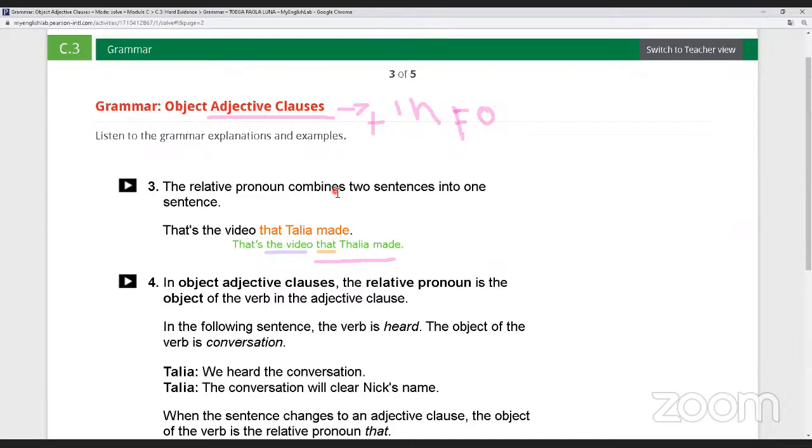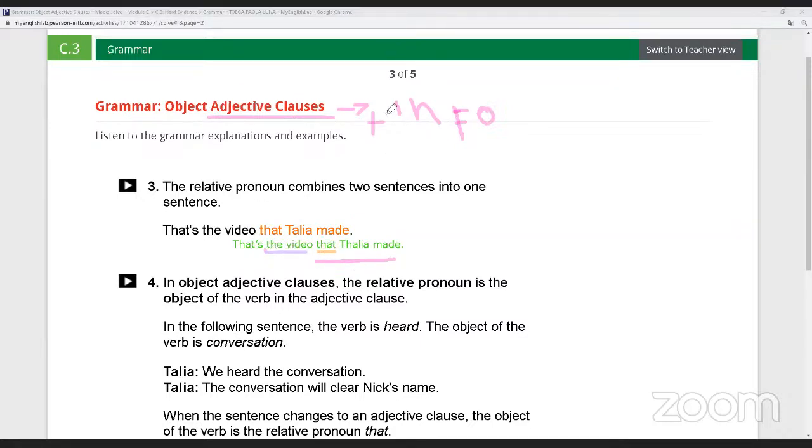it is repeated, okay? So as you've seen at the beginning, that's the video Talia made. So we have the video two repeated times. So for that, I know that that's my object, okay? So that's the video that Talia made. So we're finding, again, this is your object, okay?